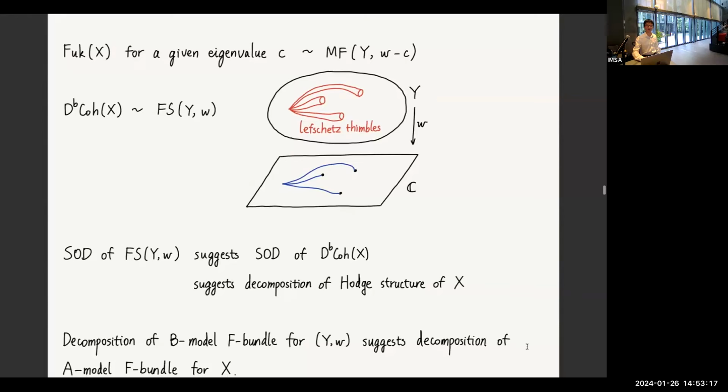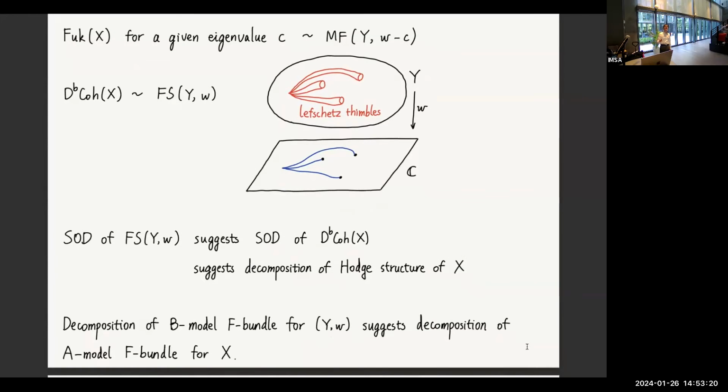And from here, we see that this Fukaya-Seidel category admits, by the construction of this category, a natural semi-orthogonal decomposition with respect to these eigenvalues. And this semi-orthogonal decomposition of the Fukaya-Seidel category suggests a semi-orthogonal decomposition of D^b, which further suggests the decomposition of the Hodge structure of X. And this is what Maxime was trying to explain in terms of this decomposition into atoms.